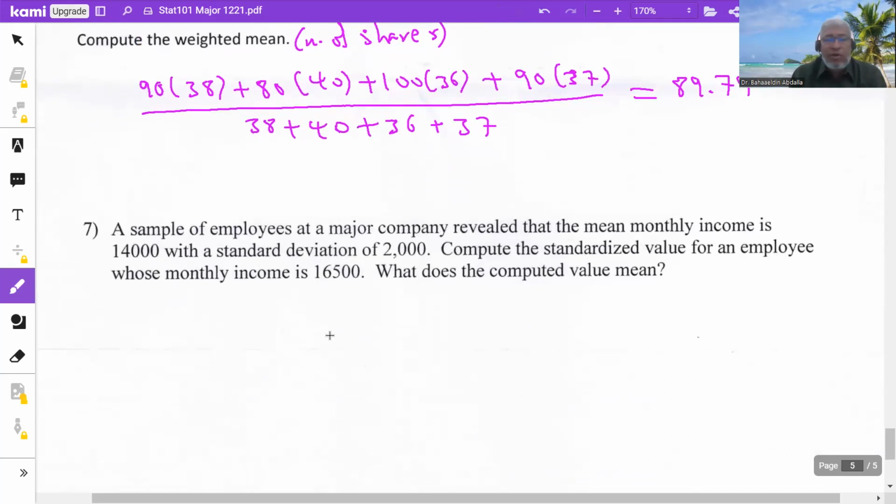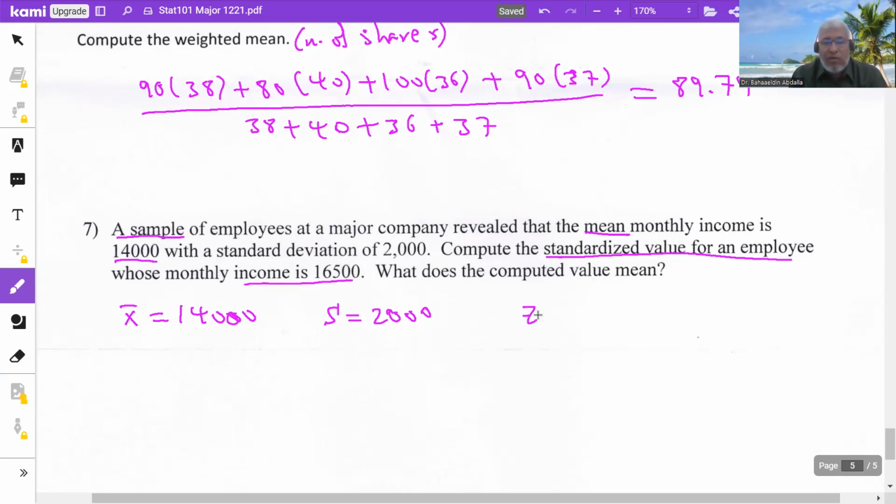A sample of employees at a major company revealed that the mean monthly income is 14,000. So this is a sample, and this is the mean of the sample. So X bar is 14,000. The standard deviation of the sample is 2,000. Compute the standardized value for an employee whose monthly income is 16,500.